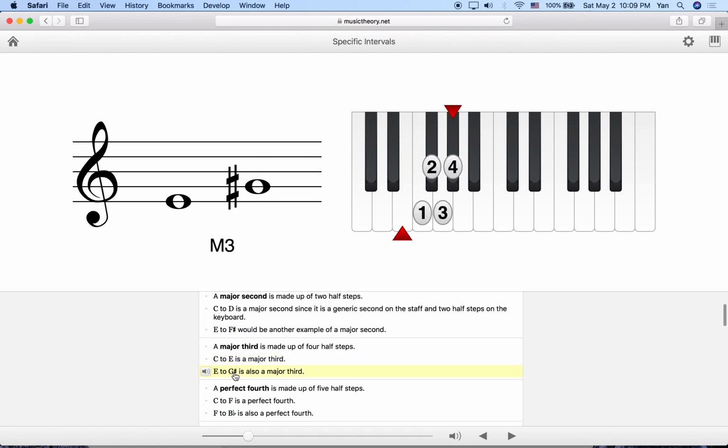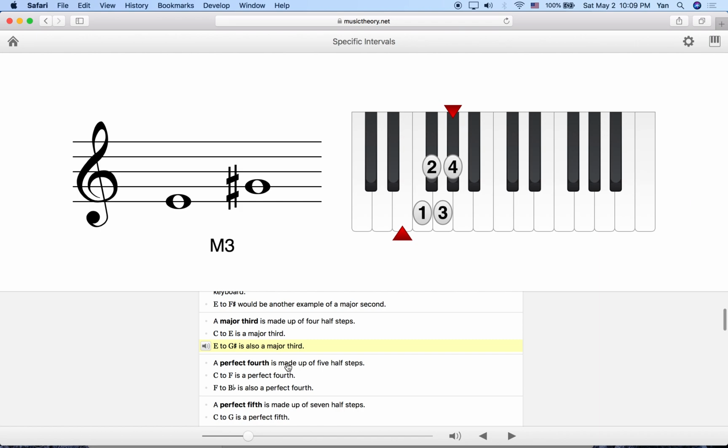Okay. So E to G sharp is also a major third. We go from E, we skip F, we go to G. So the position on the staff is a third, but we also measure 4 half steps here. Let's listen to that. Okay, moving on, we have a perfect fourth.